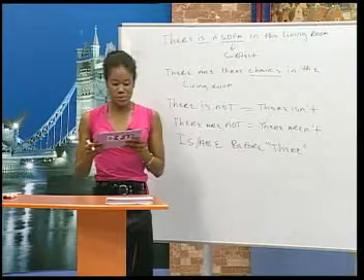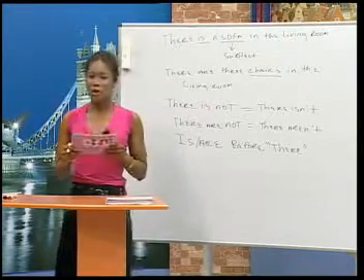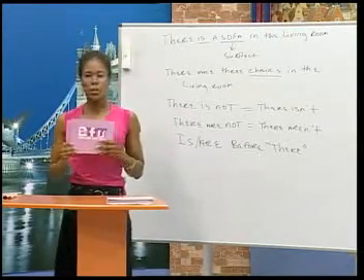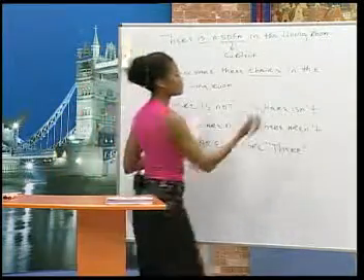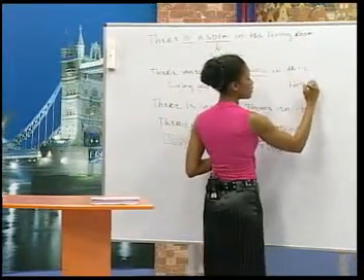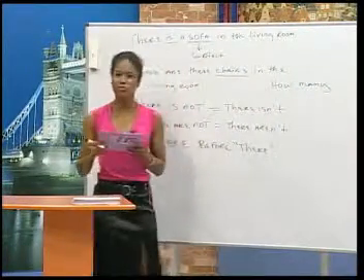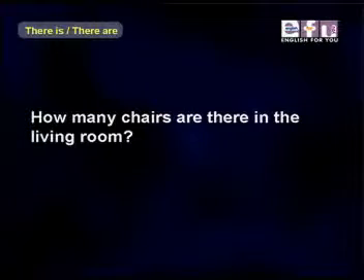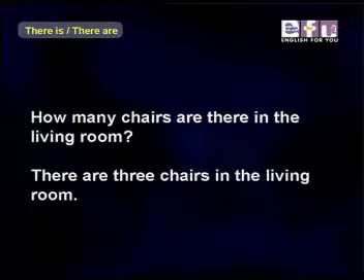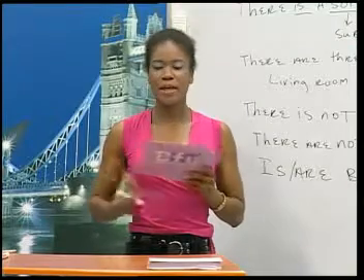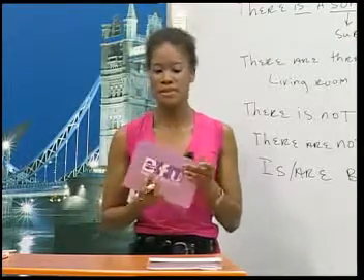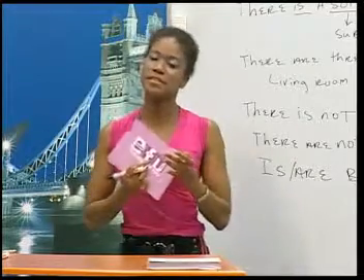Okay, you may use there is and there are when answering a question using how many. Okay, look at your screen for an example. How many chairs are there in the living room? Answer, there are 3 chairs in the living room. Okay, now let's practice. There is, there are, there isn't, there aren't.